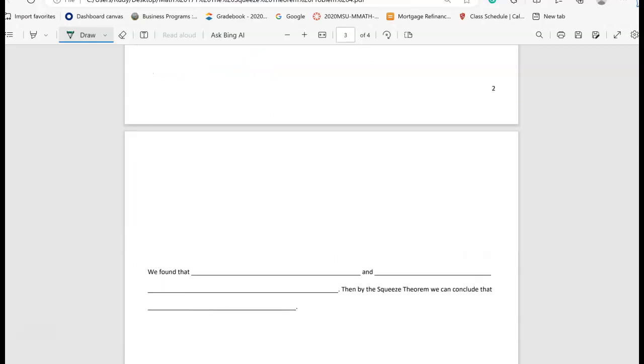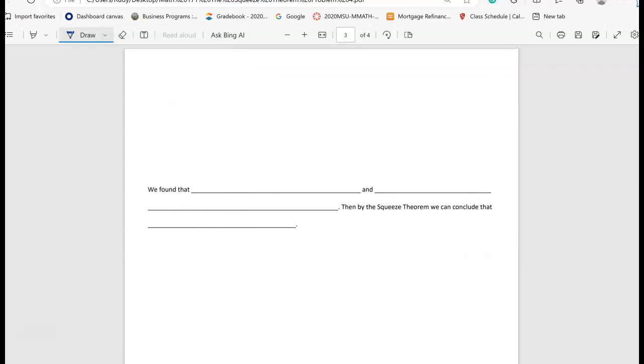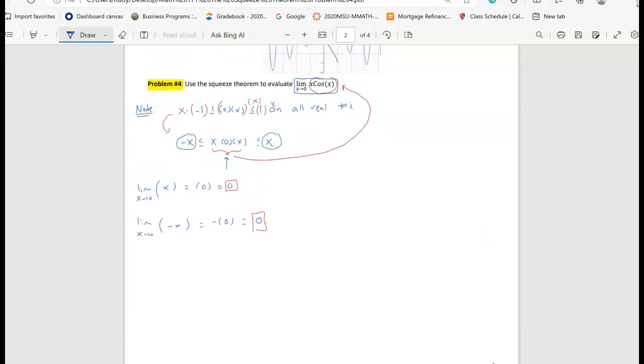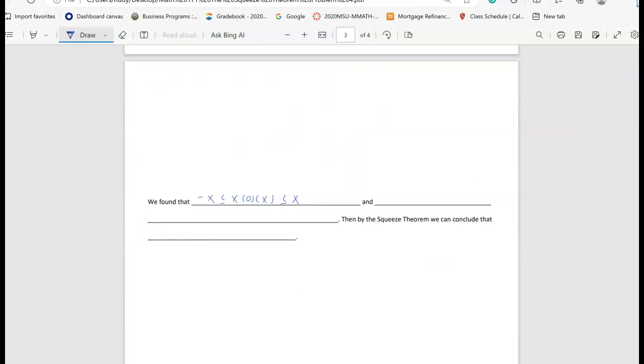Now, don't forget your sentence. So in this case, we basically found that -x is less than or equal to x cosine of x less than or equal to x. And in this case, it's actually on all real numbers. So I'm going to state that in the sentence. I'll just say on R.